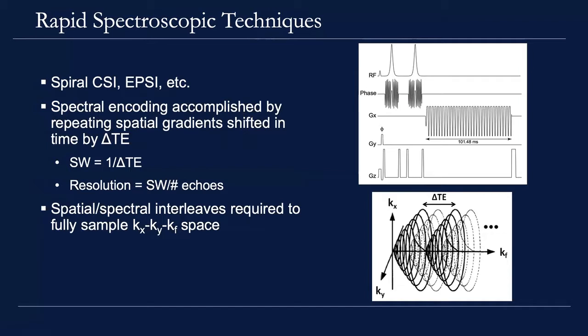You play the same spiral, typically. I mean, you can also rotate it and do all kinds of other tricks if you want to, but the key there is you're playing it shifted in time. So you're acquiring the KX, KY, KF space. And if it was a single-shot spiral, you could play the same one through time. Or if it was multi-shot, you would have different shots on top of that as well.